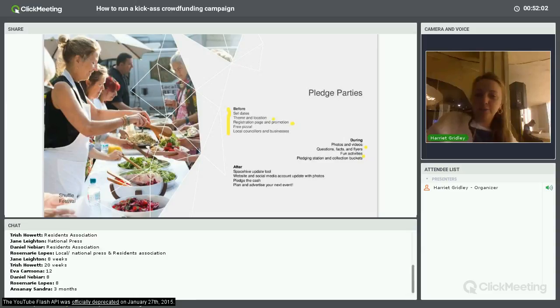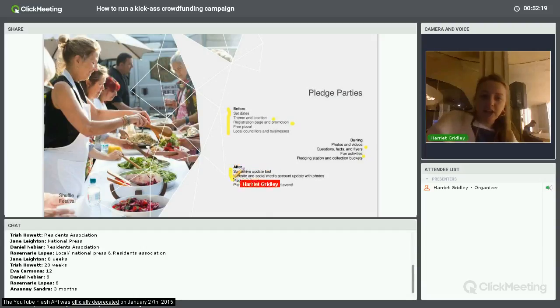So if possible, set up a laptop where people can come over and they can pledge straight away. And for those that don't want to pledge online, then have a collection bucket. Old school, but it works just fine. And like I say, we can help you put that money onto your Spacehive campaign at the end.